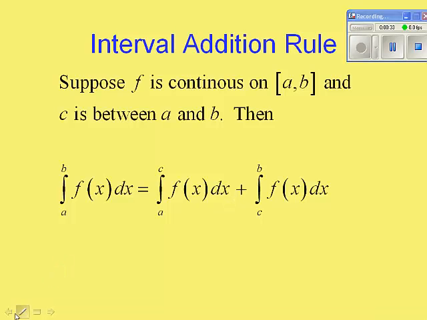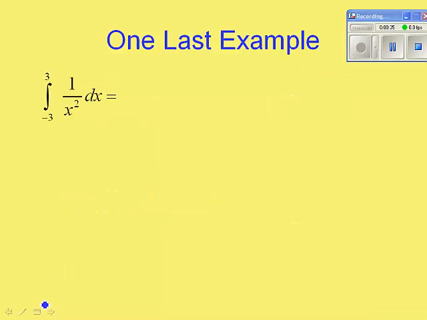I have one last mysterious example that I want us to do. So I want to integrate this function by hand. Do this one by hand.